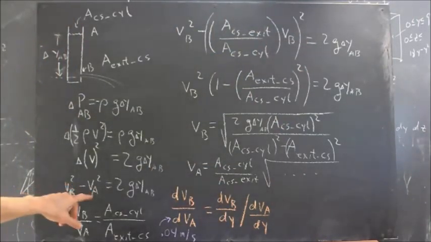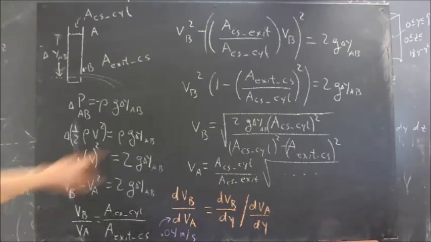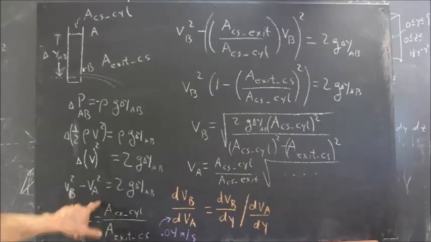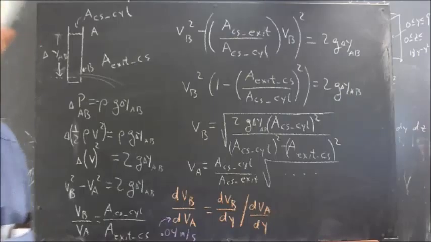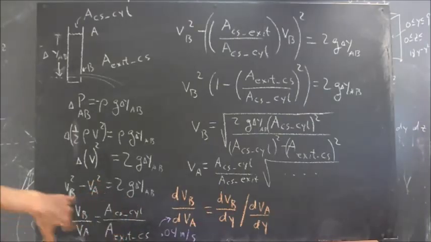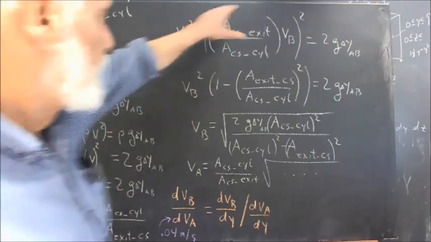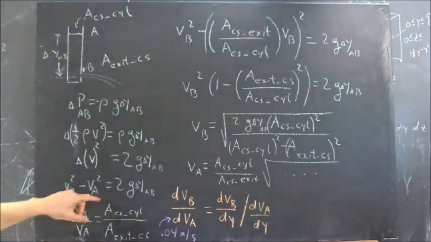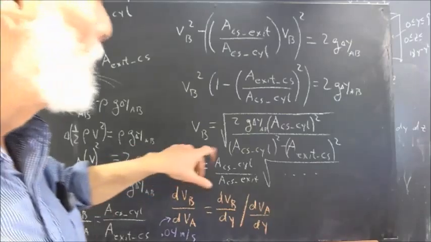And our VB squared minus VA squared is then VB squared minus what's in parentheses, which is just this multiplied by VA squared. Okay, solve this for VA, and we get the reciprocal of this. So this is the expression for VA obtained by solving this equation for VA.